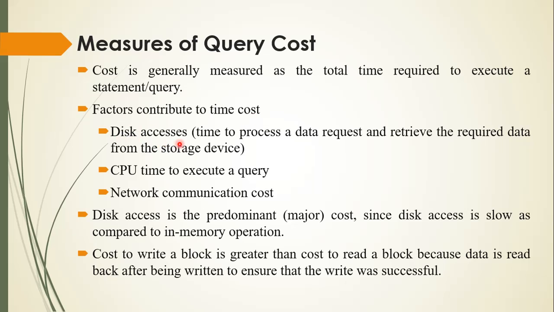First is disk access, the time to process a data request and retrieve the required data from the storage devices. We write some statement to execute the query, and for that our request is sent, and according to our query we retrieve the data. For that some time is required. Next is CPU time to execute a query. The CPU takes some time to execute our query and then it gives the result. Then network communication cost. This is the cost measured as the total time required to execute the query.